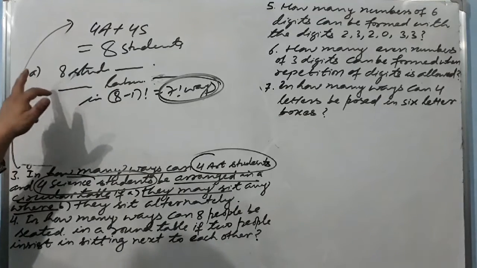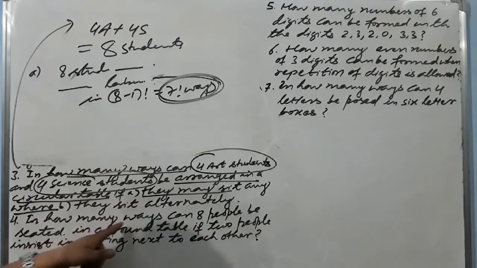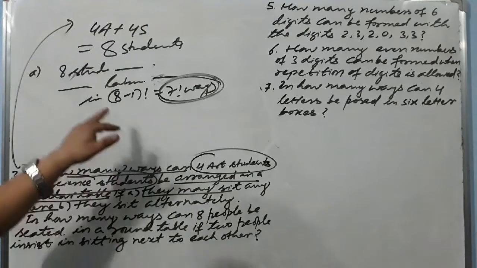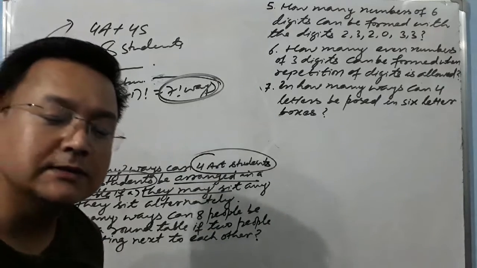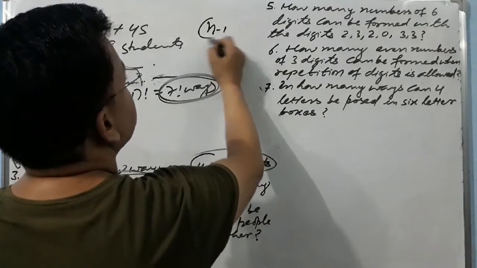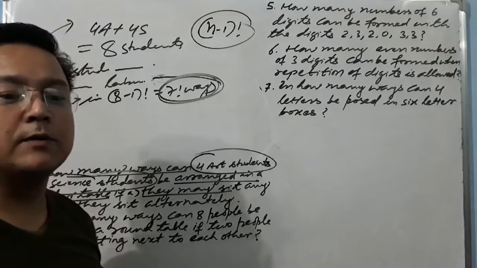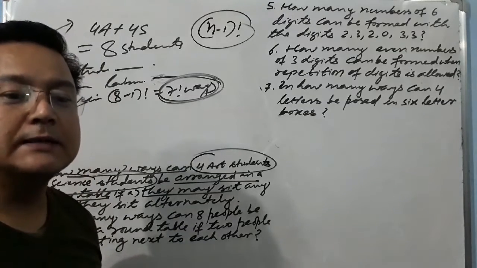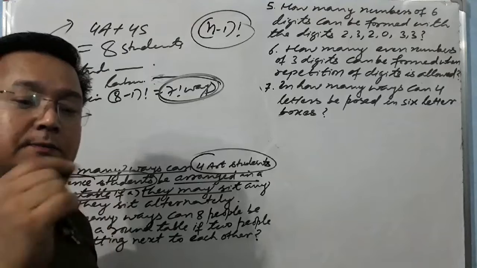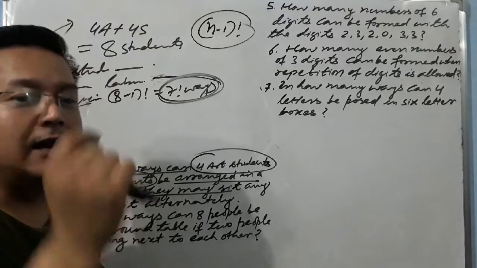So what to write down here? Therefore, 8 students, if they sit anywhere in a circular table, can be arranged in 8 minus 1 factorial, which is equal to 7 factorial ways. Why have we used 8 minus 1 here? We have used the formula, the theorem of circular permutation. What is the theorem? The total number of arrangements of n objects in a circle is given by n minus 1 factorial. Exactly that theorem I have used.